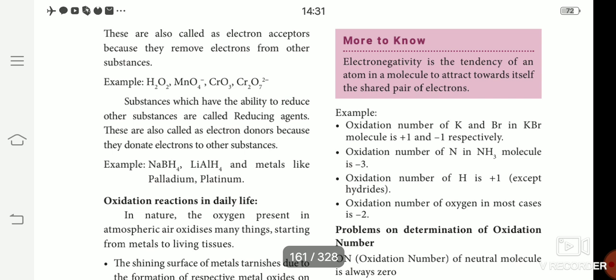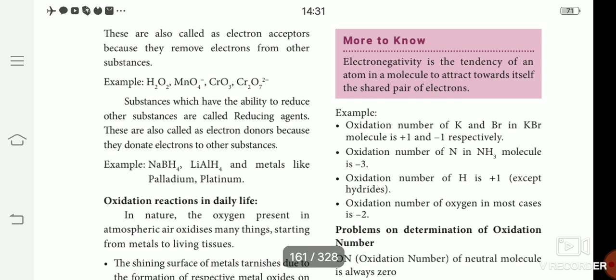Then the next one is oxidation number. This oxidation number is one of the calculations, and it is very important. Some commonly useful ones are in the alkali metals and alkaline earth metals.